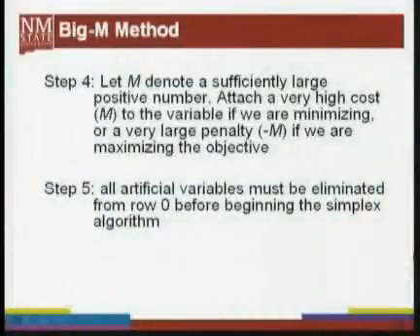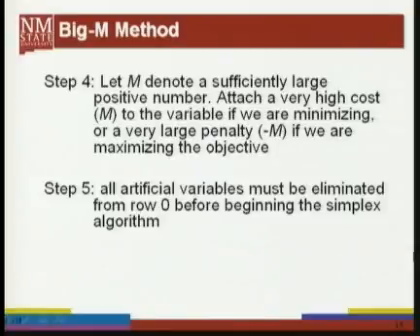And in step number 4, we need to introduce very big number, M. Very big positive number, actually. So if the given LP is a minimization problem, then we need to add M times a sub i, okay, for each artificial variable to the objective function, right? And if the original problem is maximization problem, we need to add negative M times a sub i to the objective function.